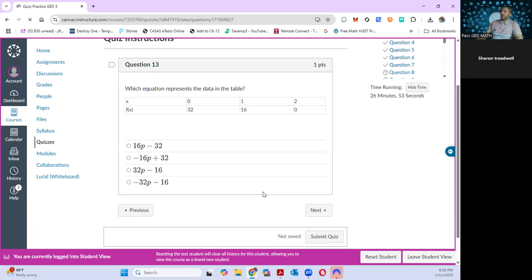Which equation represents this data in the table? Which equation represents the data in this table?